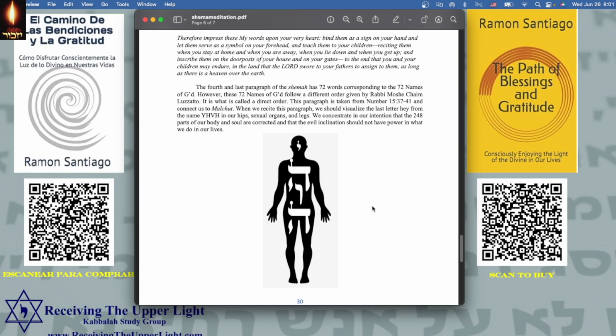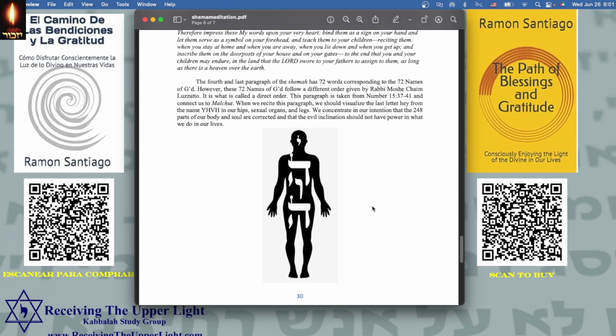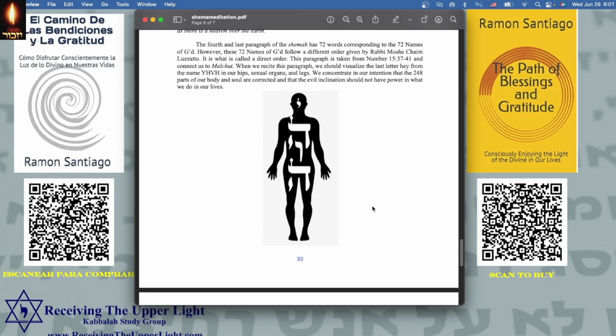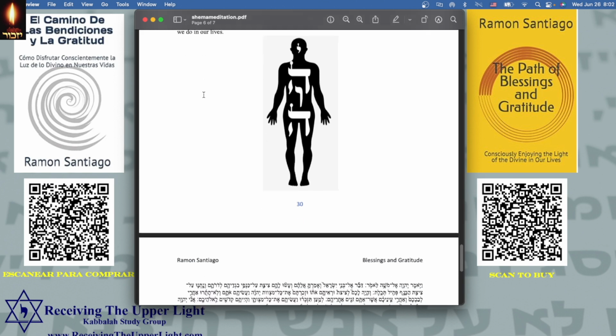As we recite this paragraph, we're going to visualize the letter Hey, the last letter Hey from the name Yohe and Vahe, in our hips, sexual organs, and legs. And we concentrate on the intention that the 248 parts of our body and soul are corrected, and that the evil inclination should not have power over what we do in our lives.